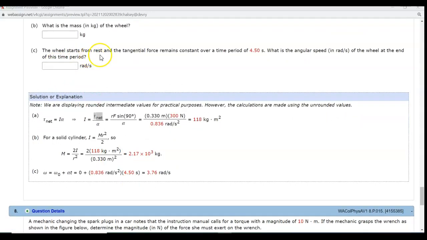The wheel starts from rest and the tangential force remains constant over a time period of 4.5 seconds. What is the angular speed in radians per second of the wheel at the end of the time period?